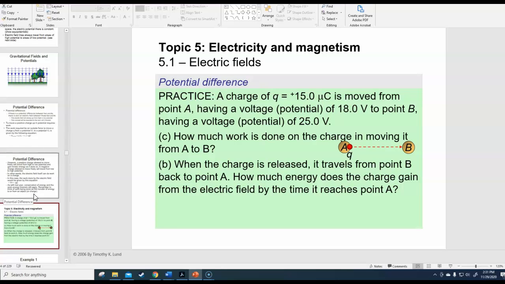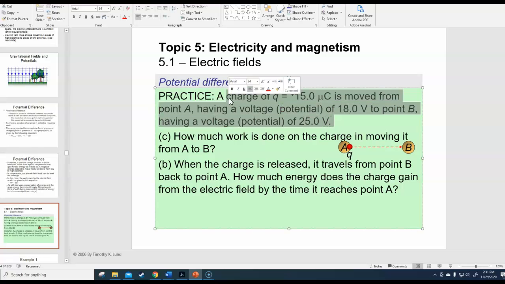Okay, so a charge of 15 microcoulomb is moved from point A, having a potential of 18 volts, to point B, having a potential of 25 volts. This looks just like the one that we did a minute ago. But now the question says how much work is done on the charge in moving it from A to B. Well, that calculation we've already done.